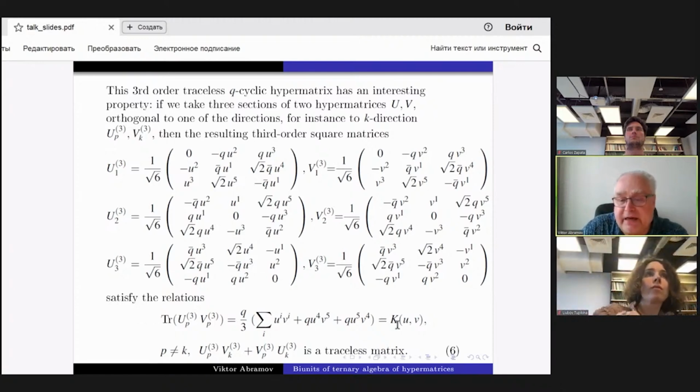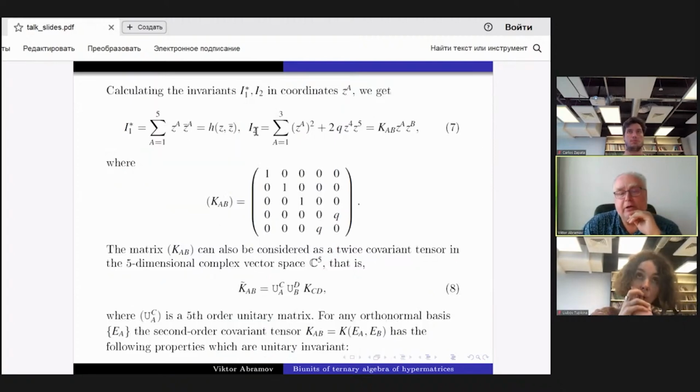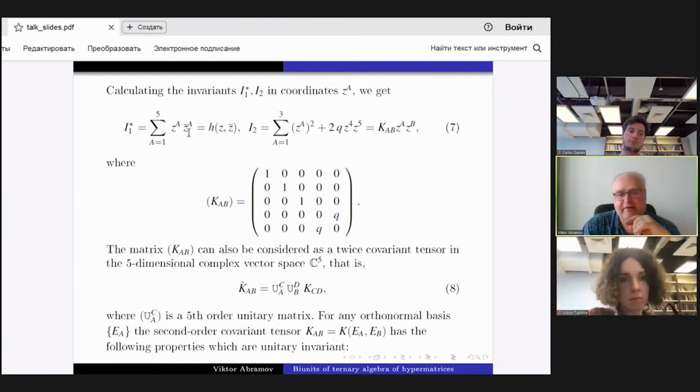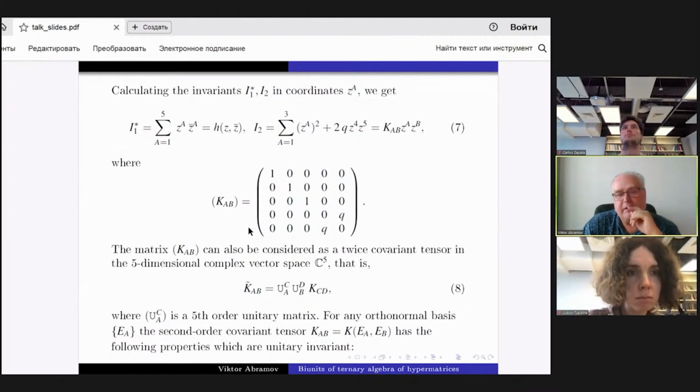Now, what is a k here? Now, if I calculate the invariants, two independent invariants, the first one gives me a Hermitian metric. This is a canonical Hermitian metric calculated now in coordinates of this 5-dimensional space. But the second one is this bilinear form, and here is the matrix of this bilinear form.